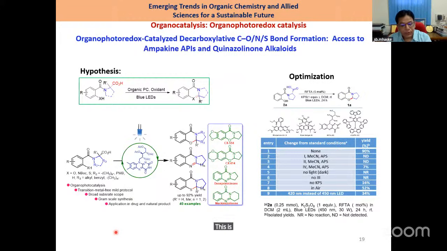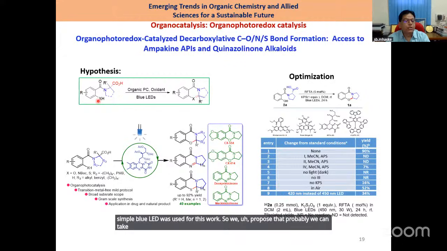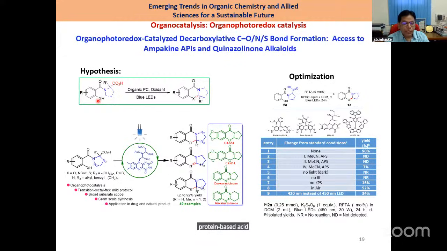This is the third work I am presenting on organocatalysis, wherein instead of NHC, we are using an organophotoredox catalyst, which is riboflavin based. It's acetylated riboflavin as a catalyst, and simple blue LED was used for this work. So we propose that we can take such an acid, a proline-based acid, and under photocatalytic conditions in the presence of an oxidant, we should get an iminium ion, and then the heteroatom should add to the iminium.